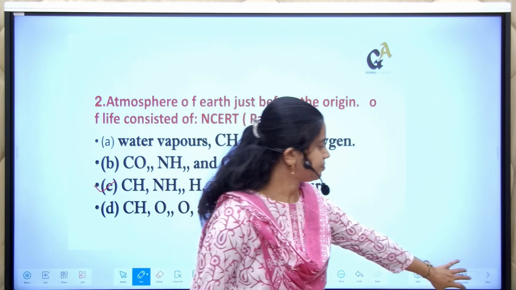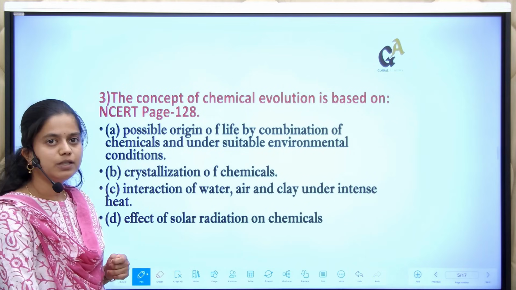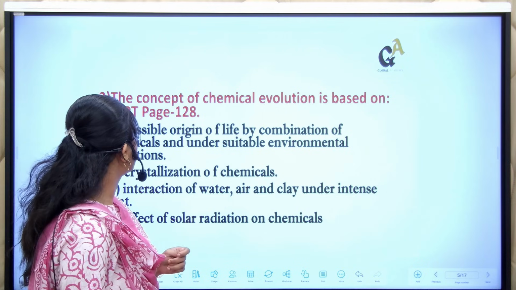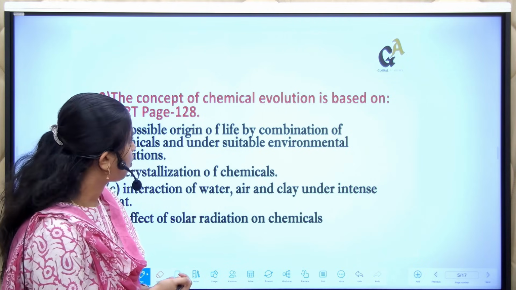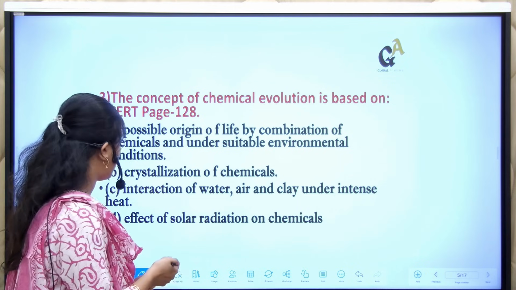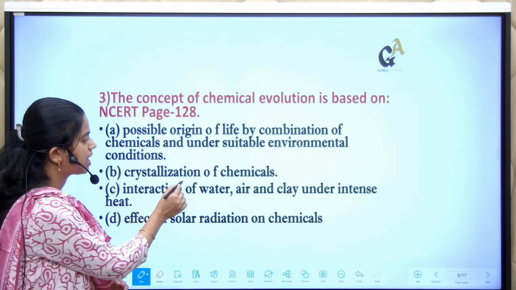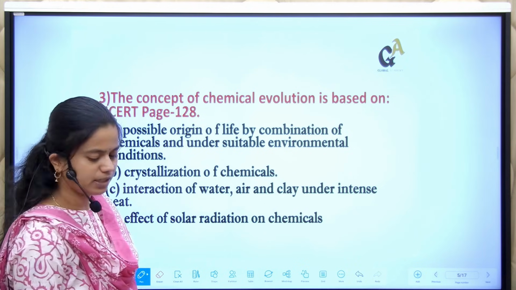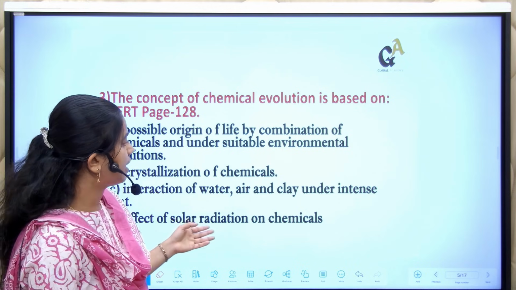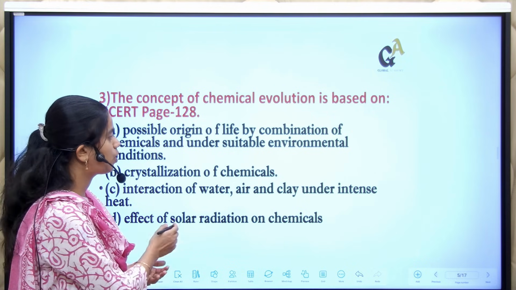Next, question number 3. The concept of chemical evolution is based on: option A, possible origin of life by combination of chemicals under suitable environmental conditions. Option B, crystallization of chemicals. Option C, interaction of water and air, clay under intense heat. Option D, effect of solar radiation on chemicals.